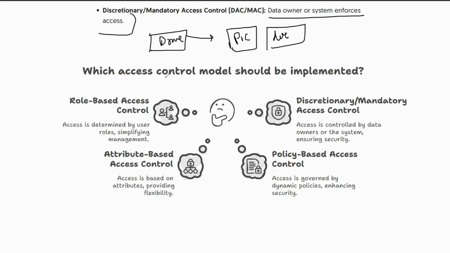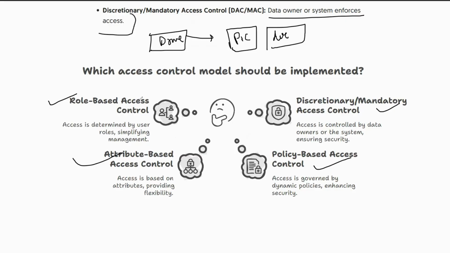Now, which access control model should be implemented? Is it risk-based, RBAC, MAC, ABAC, or PBAC? So, access is determined by user roles, and this actually simplifies the overall management. You have a certain set of people working in different roles, and you're simply deciding the role and giving them access.